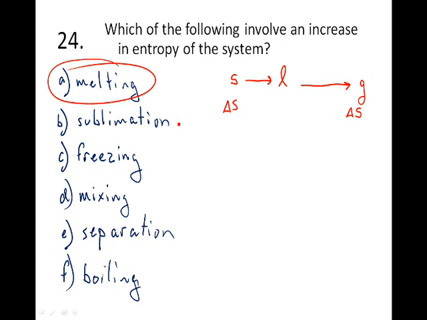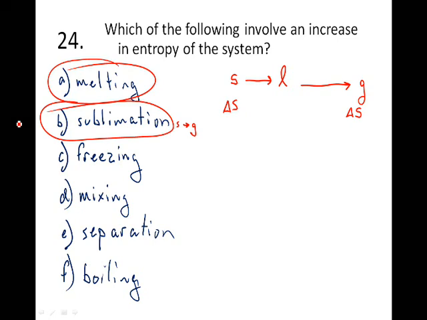Sublimation is going from a solid to a gas, remember? And so that definitely is going to increase the entropy. Freezing, on the other hand, is going from a liquid to a solid. That is a decrease in entropy.